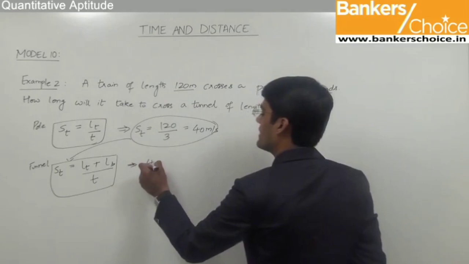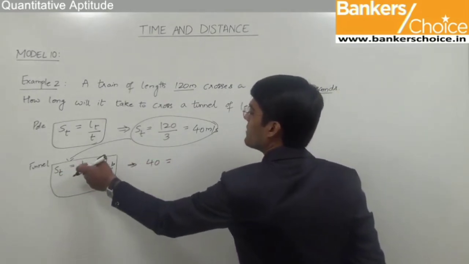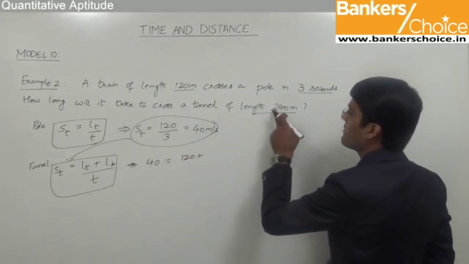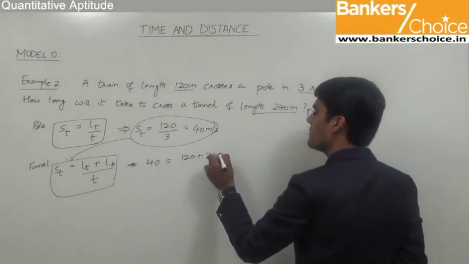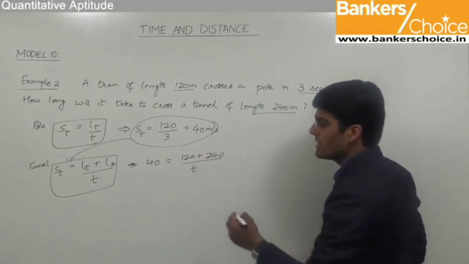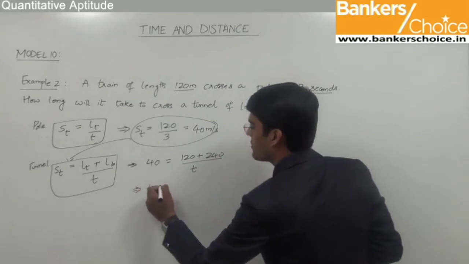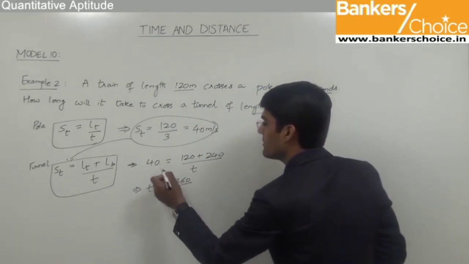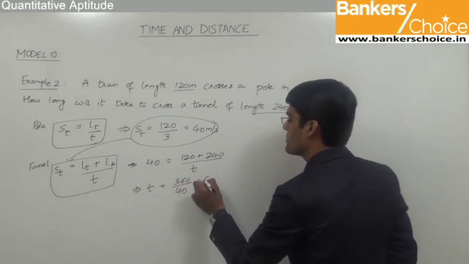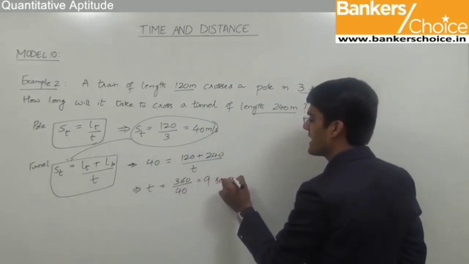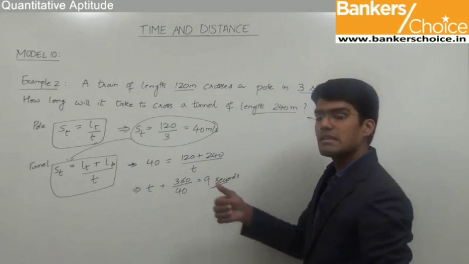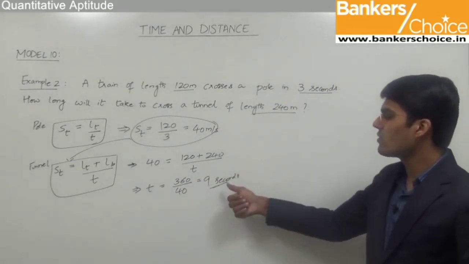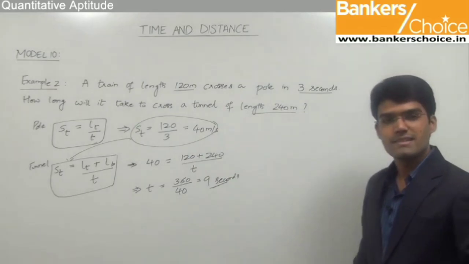That is 40, which is the speed of the train, equals length of the train 120 plus length of the second body, that is 240, divided by the time. So from this we can say that the time required to cross the tunnel will be 120 plus 240, 360 divided by 40, which equals 9, and this should be in seconds because the units here are meters per second. So very clearly the time required to cross the tunnel of length 240 meters will be 9 seconds.